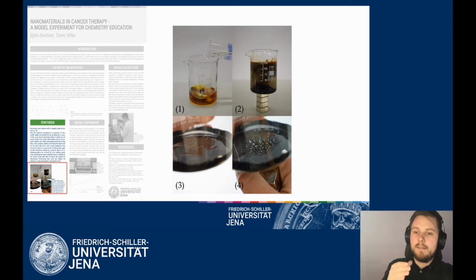If you now add a neodymium magnet below the beaker in which your reaction took place, you can see all the particles floating to the bottom of the beaker and being fixated by the magnet. Now you can pour off the liquid on top and add new water, and therefore wash out all the ammonia salts and neutralize the pH value.